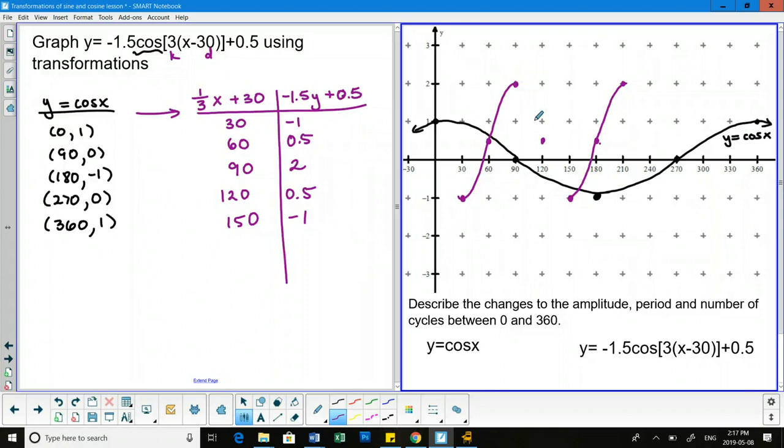Okay, and then we're going back down to 0.5. So I'm going to do the same thing here. At 240, we're going back down to 0.5. Okay, and then back down to -1 at the next 30-degree mark. Okay, so back down to -1.